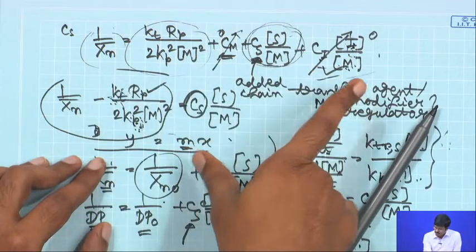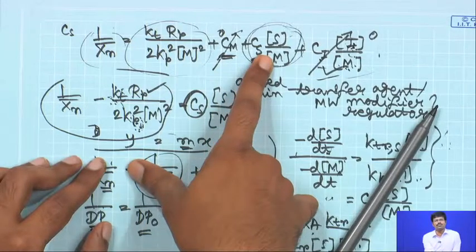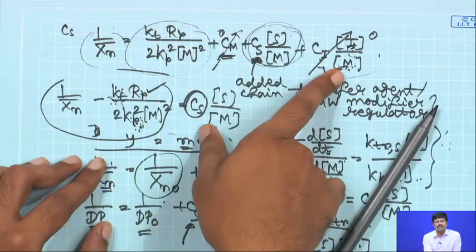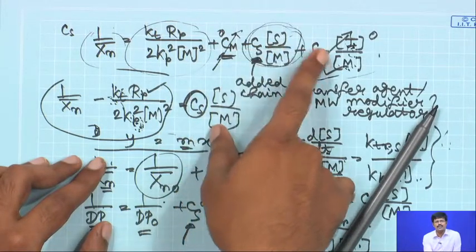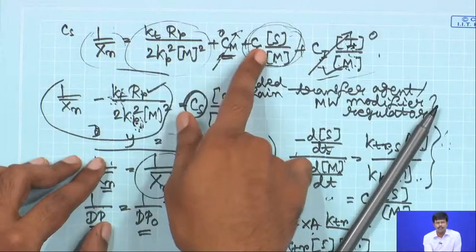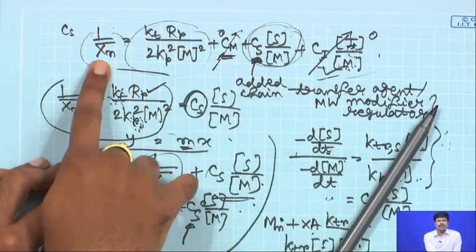So, then you can choose your initiator accordingly, and suppose there is chain transfer to solvent also, you can find that out. That is also limiting, so you change your solvent, you change your initiator, you reduce the value of Cs, you reduce the value of Ci, and you get a higher value of Xn bar, because they are reciprocally related.